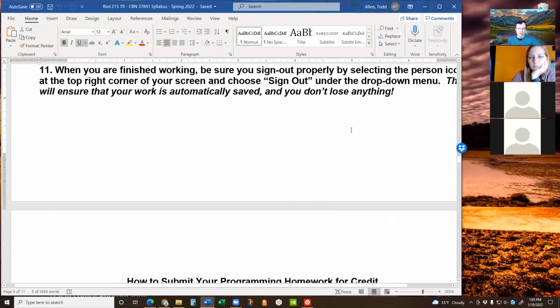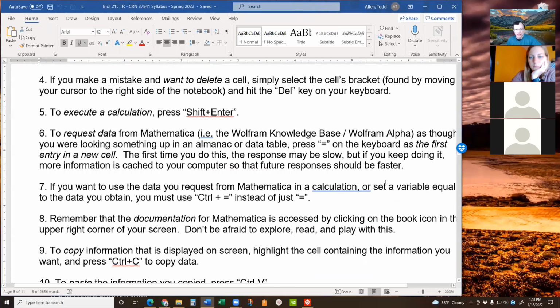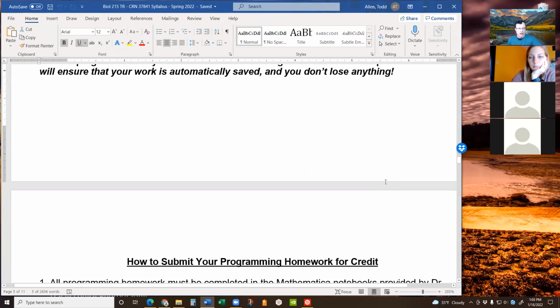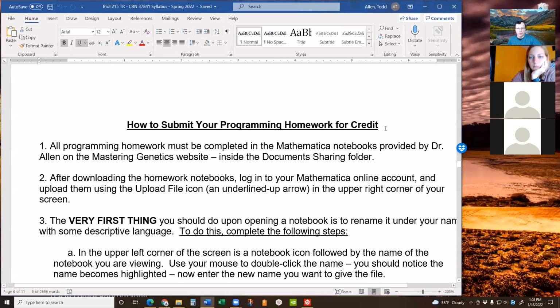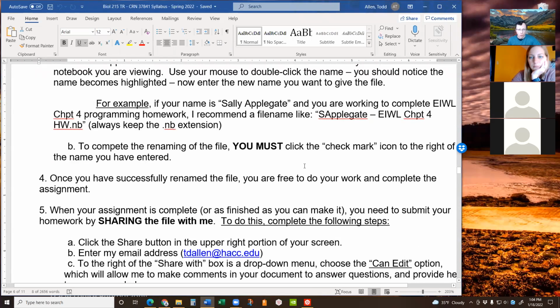So I have information about how to use Mathematica here. If there's something that's not clear, you can definitely read this. And if it's still not clear, you can get a hold of me. I also have information about how you submit your programming homework for credit. Again, we're going to go over this on Thursday. It's all going to be covered on Thursday. But if you forget something or don't understand, please go to your syllabus. There is help there to help you understand what to do.